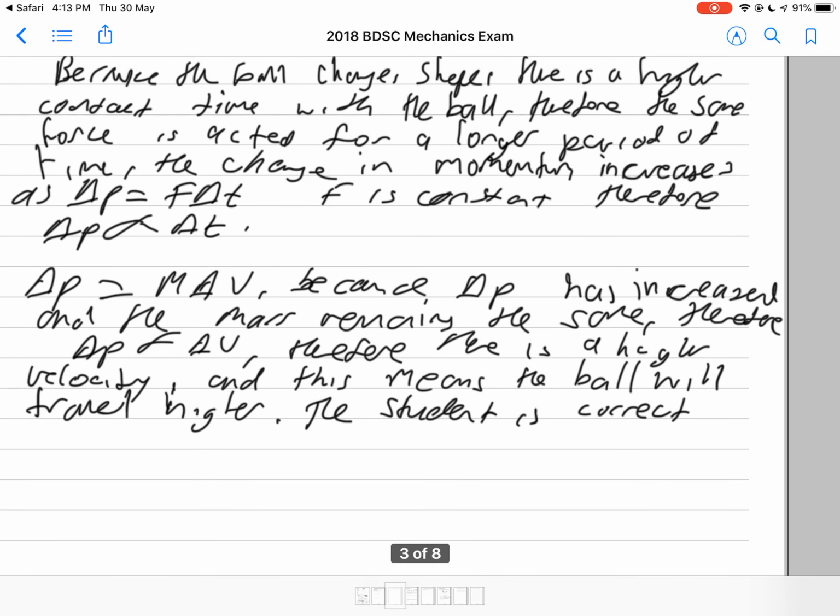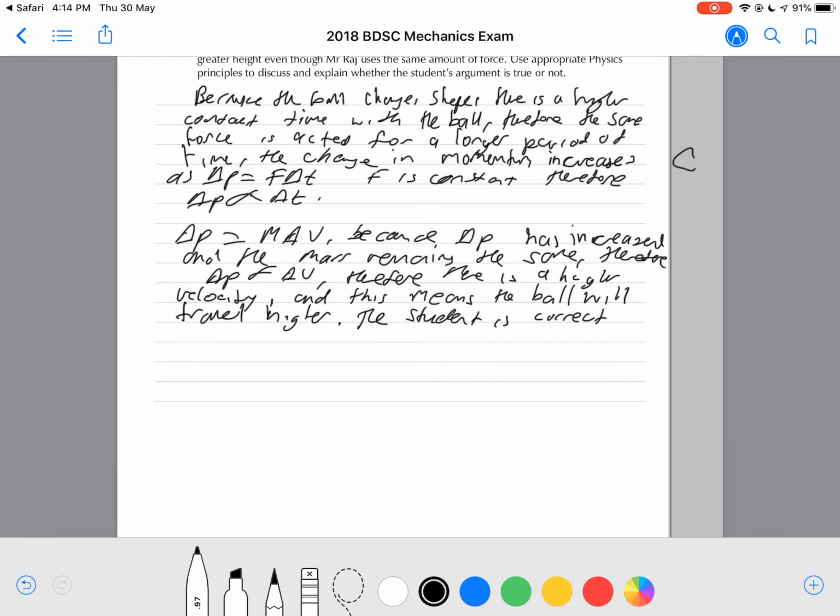So you're saying that change in P equals F multiplied by change in time, and you say that change in P is proportional to change in T. Therefore, because the time is increased, the change in momentum will also increase. Then you link it back to change in P equals m change in velocity: because change in momentum has increased and mass stays the same, change in P is proportional to change in v, and therefore there is a higher velocity, so the ball will travel further. Therefore the student is correct in saying so. That's all you need to get the excellence grade.